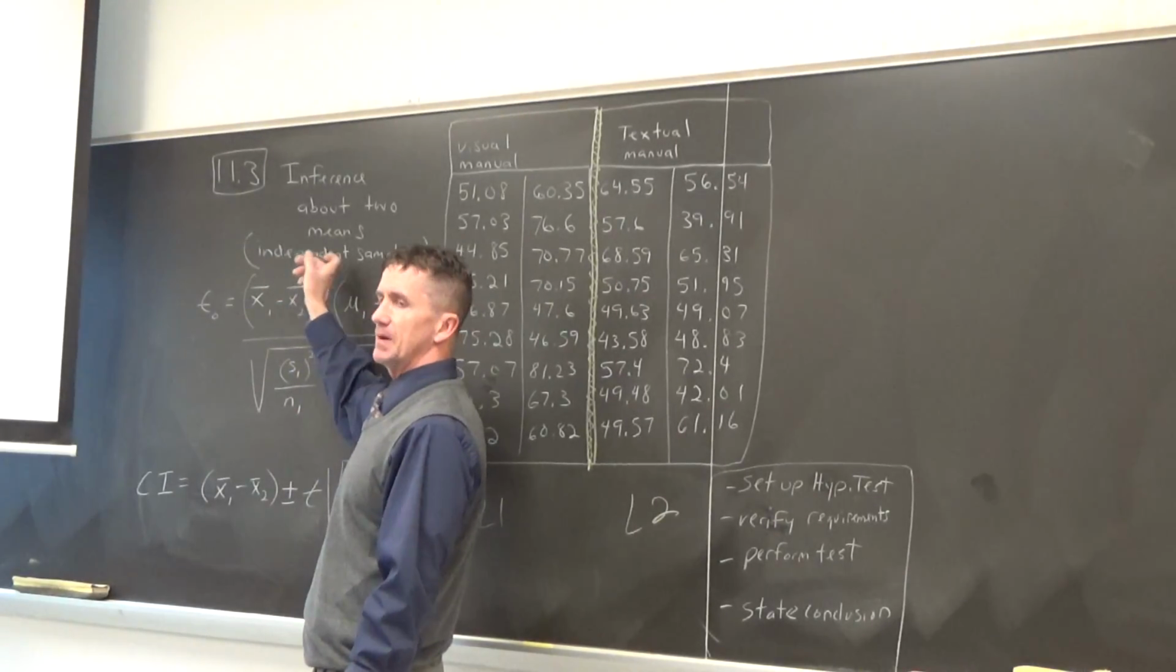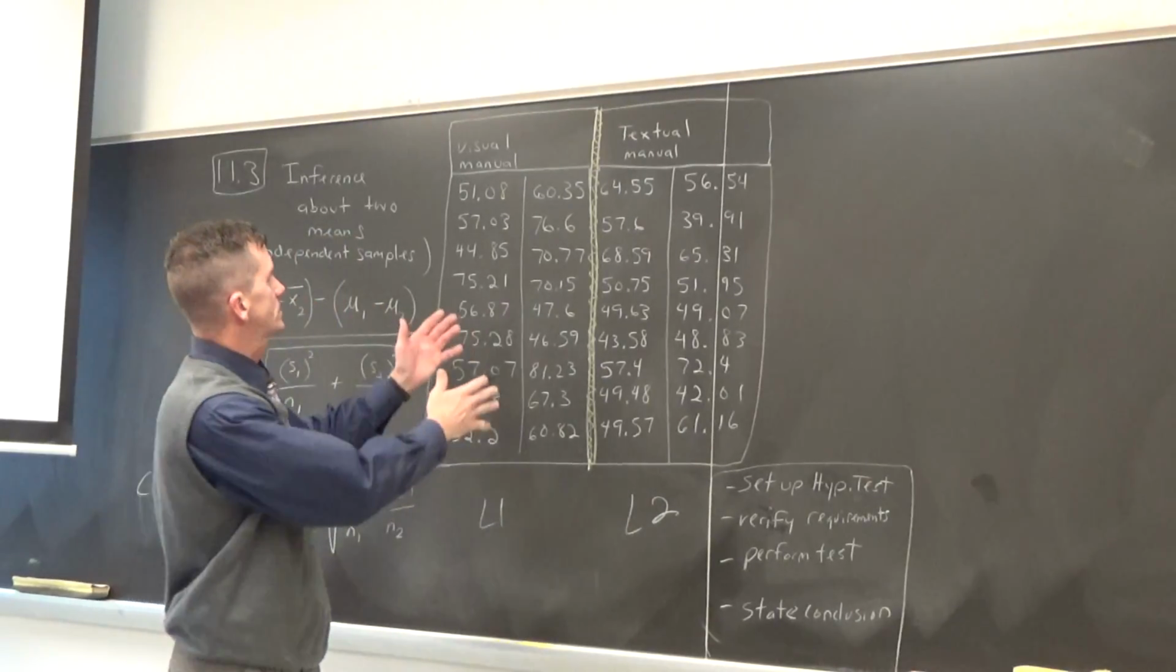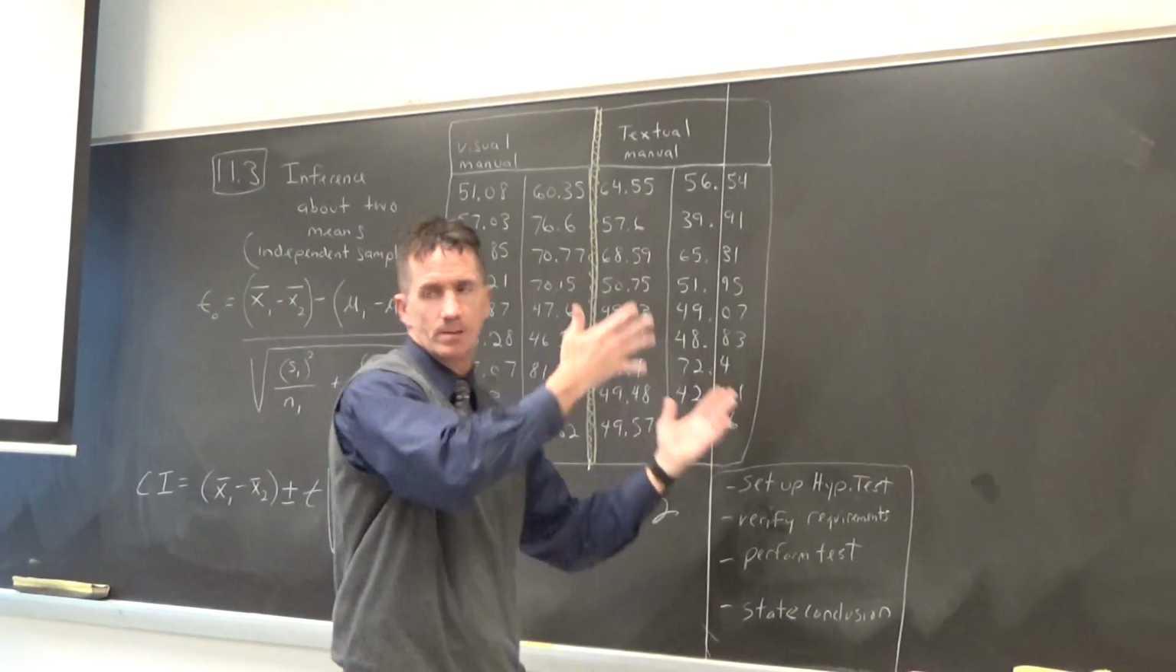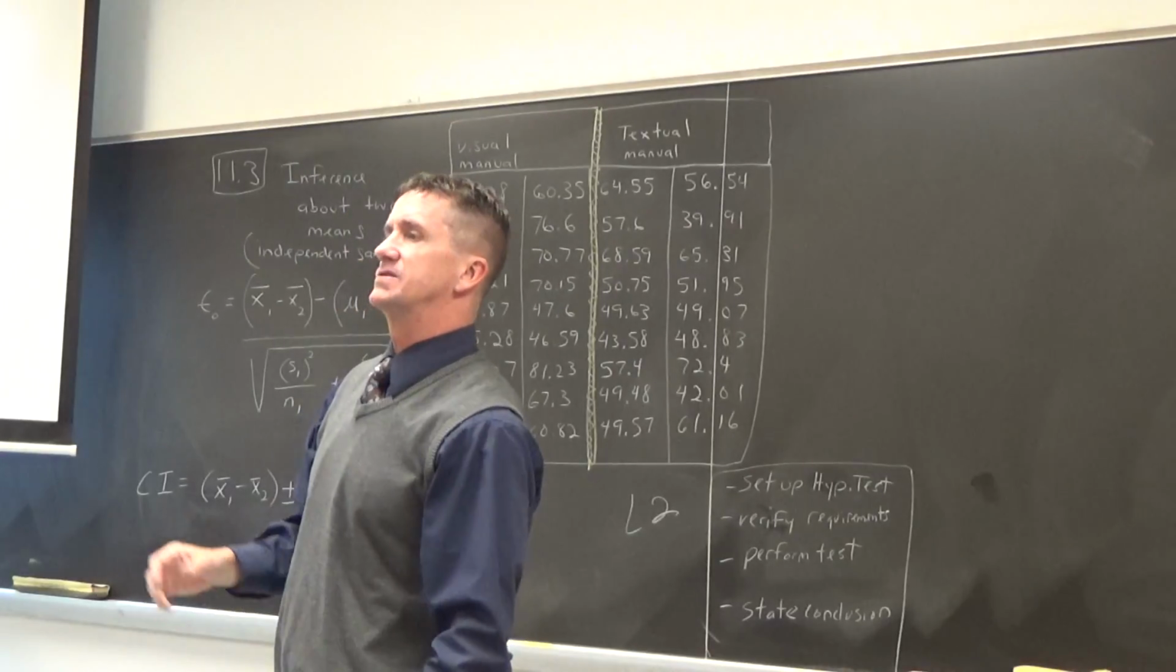In this case, these are independent samples. So one group of people can just be men, another group could be just women, and they can be randomly placed in these two groups.